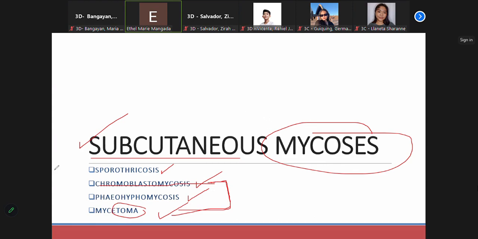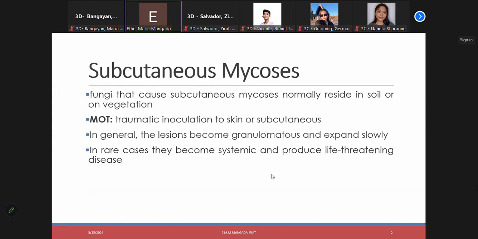So let's start with our discussion. First, we have an introduction to your subcutaneous mycosis. The fungi causing these infections are usually normal residents of soil and vegetation. For example, in the forest, right? In areas where we have lots of plants, for example, lots of ornamental plants, they can be found there.